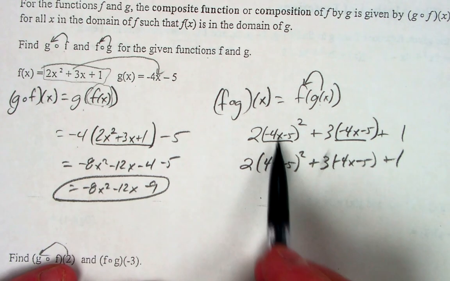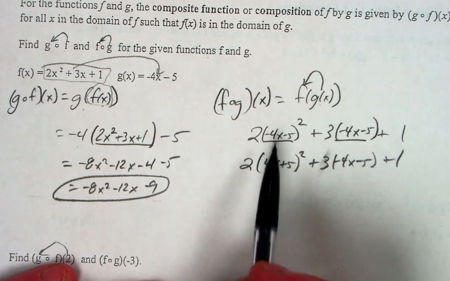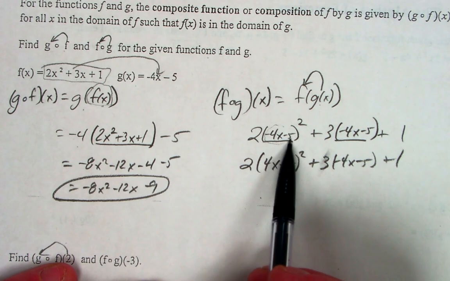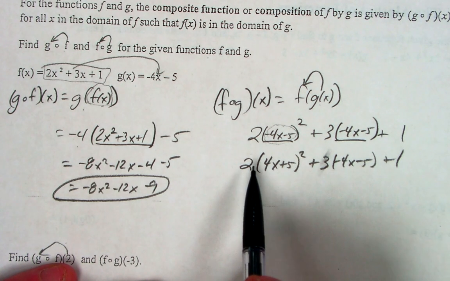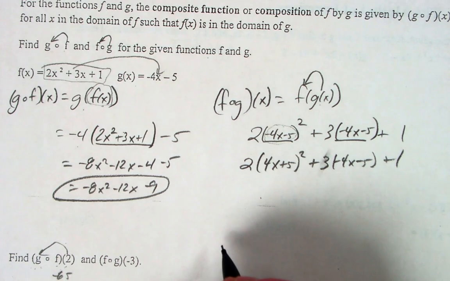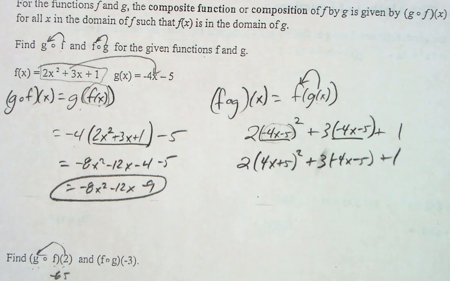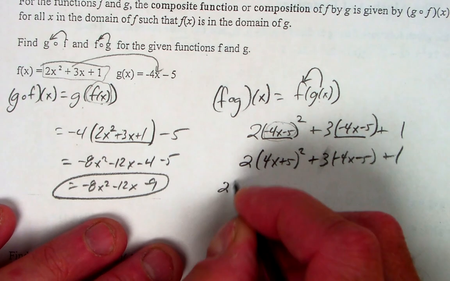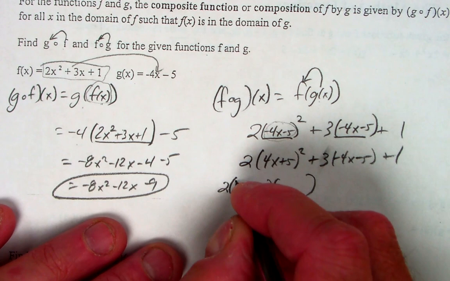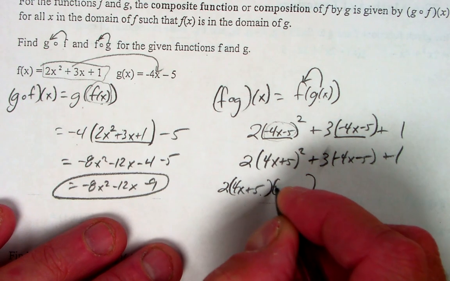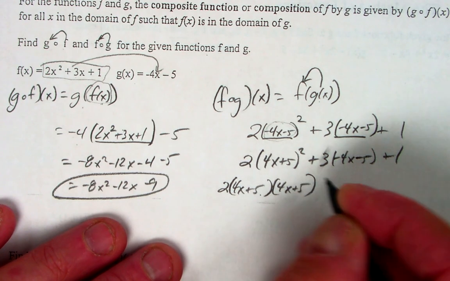Why can I do that? Why are those two things the same? What did I take out of here? The negative. And what's going to happen to my negative when I square it? It's going to go away. So I use my intuition to say, okay, it's going to disappear anyway. So let's do this. I might ask you guys to do this. 4x plus 5, 4x plus 5.